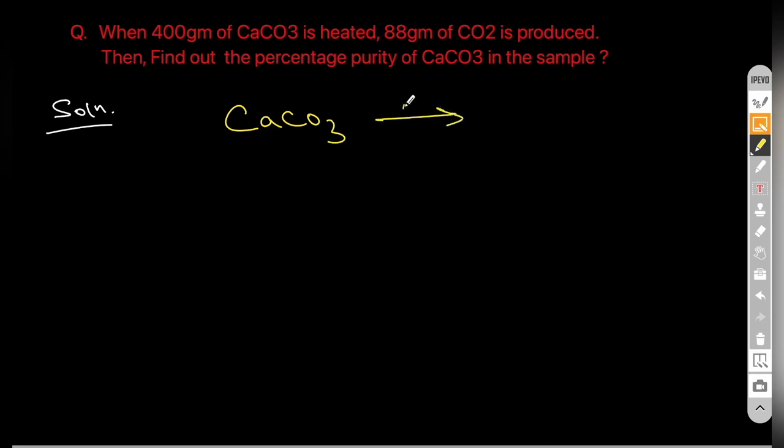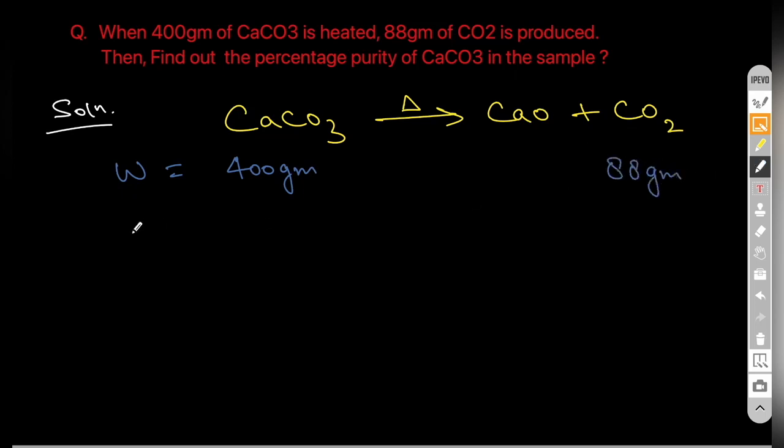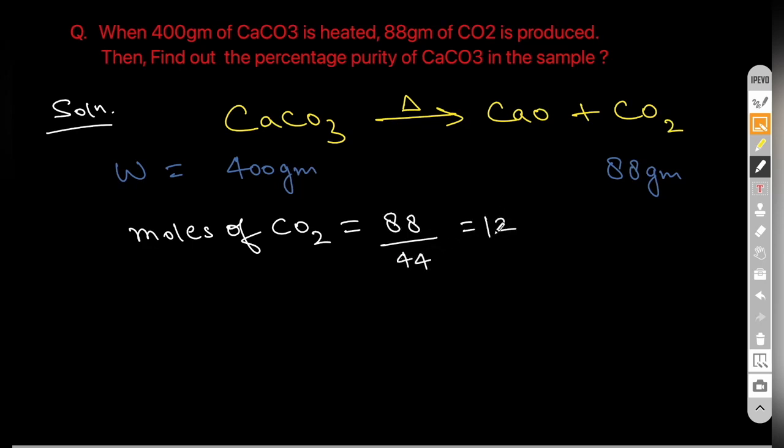Here CaCO3 on heating produces CaO and CO2. Here weight given is 400 gram for CaCO3. For CO2 produced it is 88 gram. We will write moles of CO2 which is equal to 88 divided by molecular weight, which is 44. So it will come out to be 2, right? Here stoichiometry for each of them is 1.